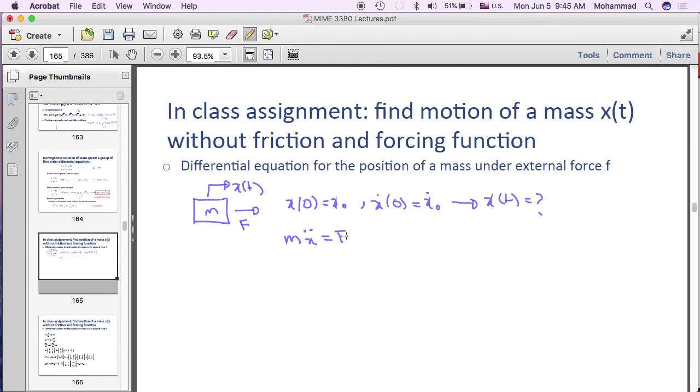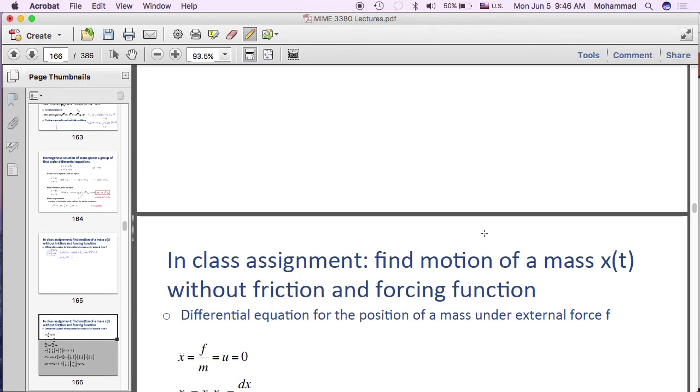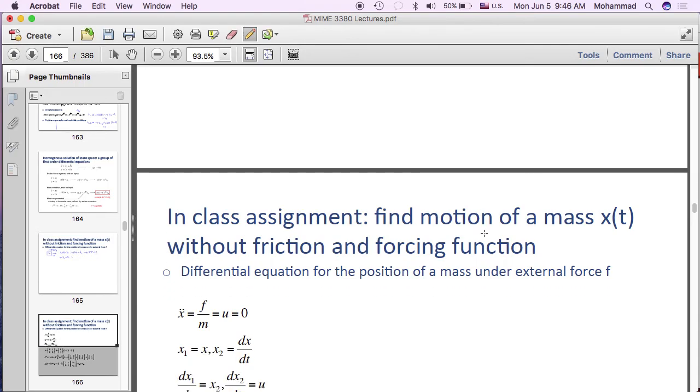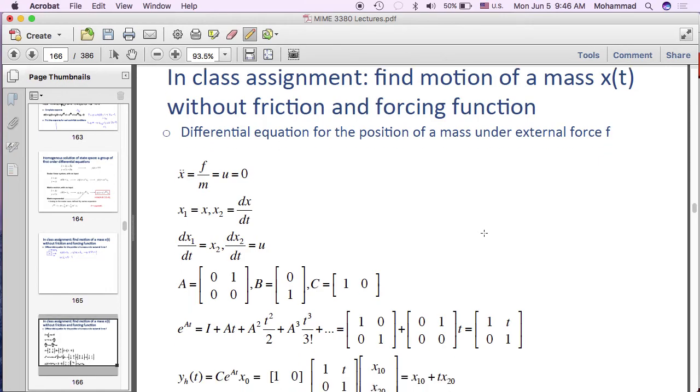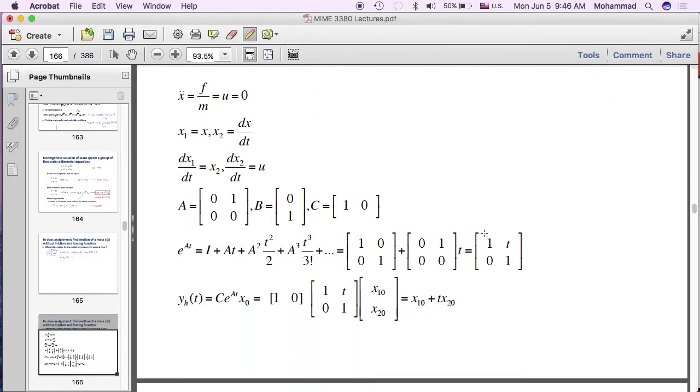It's not connected to a spring. It's not connected to a damper. There is no friction. So m x double dot would have been equal to F. Now there is no F, which means F is 0. This means m x double dot is equal to 0, which in turn gives you these matrices.